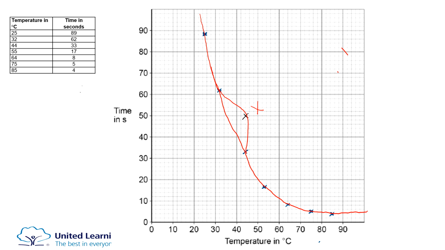Equally, they could ask you about the anomaly. How do you deal with an anomaly? There are two things that you can do. Firstly, you can not include it when calculating the mean. And secondly, you can redo that little part of the investigation, so that you get a more accurate result.